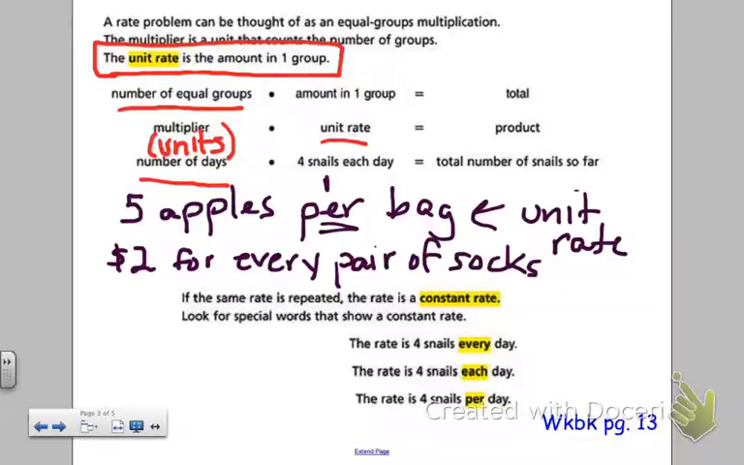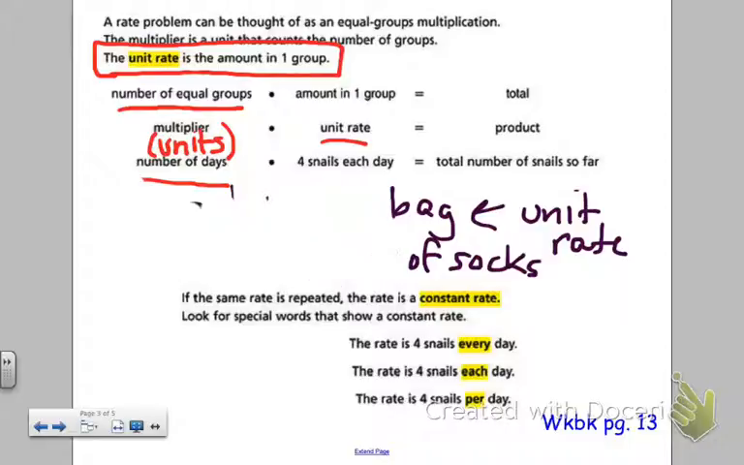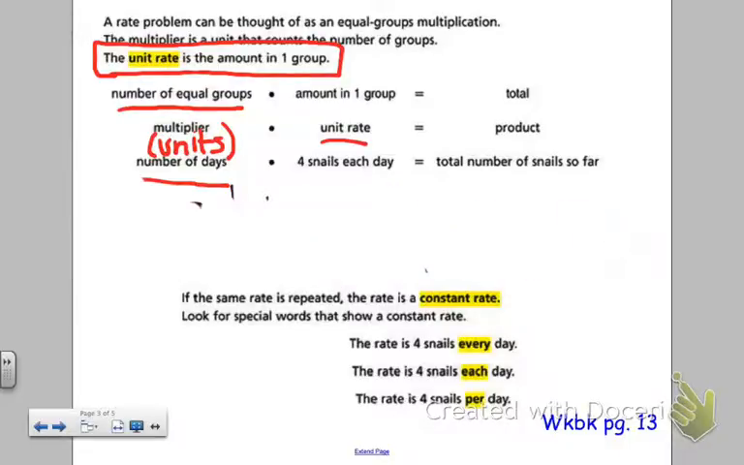So that's a unit rate, because we're saying every one single pair of socks is going to cost you $2. And then you can use this idea to do some multiplication. You want to multiply your units, the number of equal groups, by the unit rate. So let's say we're going to figure out how many snails Pedro and Pilar will have on the 10th day. Well, number of days is 10, 4 snails per day. Now that means we'd have 40 snails by the 10th day.